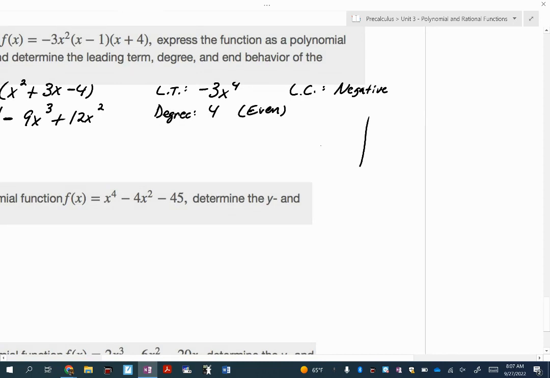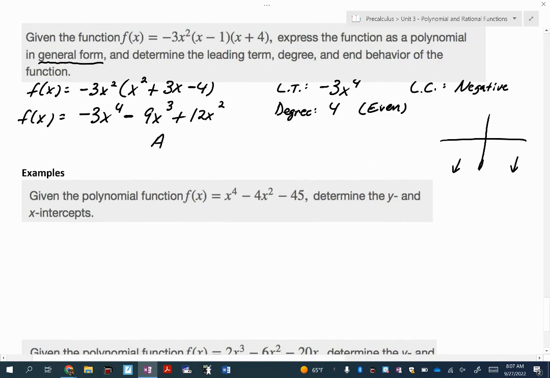So if I were to sketch what this looks like, it's going to open the same direction, and because the leading coefficient is negative, that direction is going to be down. So if I were to write the end behavior, I would write as x approaches negative infinity, our function is approaching negative infinity. And same thing as if I move to the right forever, our function will approach negative infinity.